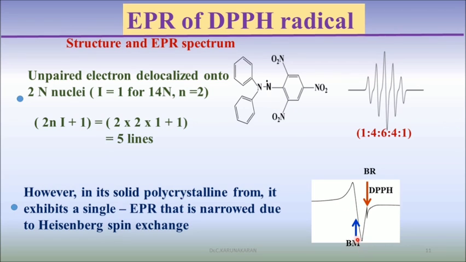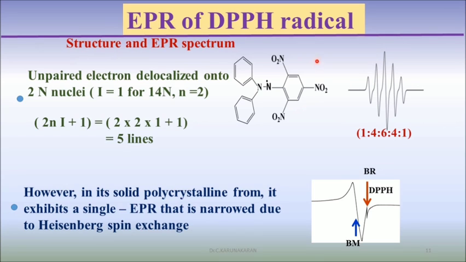For example, this is the EPR spectrum of an exchange coupled copper complex. This is the DPPH signal. In the solid state, it occurs as a singlet. It exhibits a single line because of exchange narrowing due to Heisenberg spin exchange. DPPH in the solid state gives a single line due to exchange coupling, exchange narrowing.